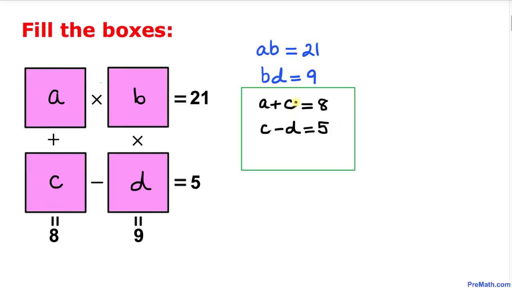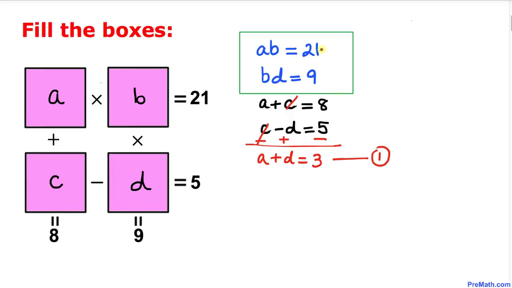Now let's focus on these two equations in this box. Let's subtract the bottom ones. I'm going to change the sign: minus C plus D, and this minus. Here we can see C and minus C are gone. So we ended up with A plus D equal to 8 minus 5, which is 3. Let me call this equation number 1.